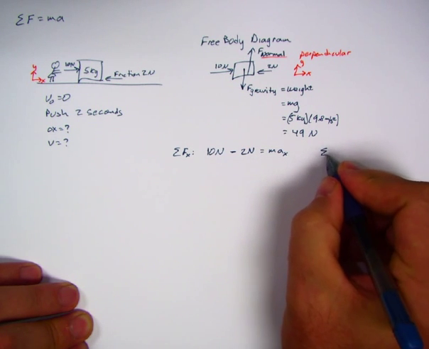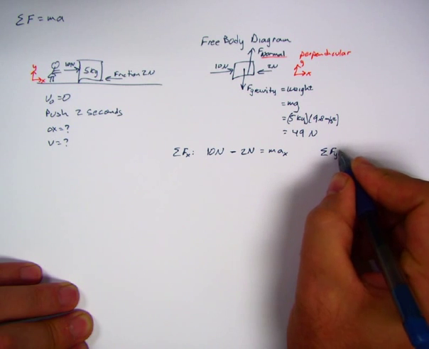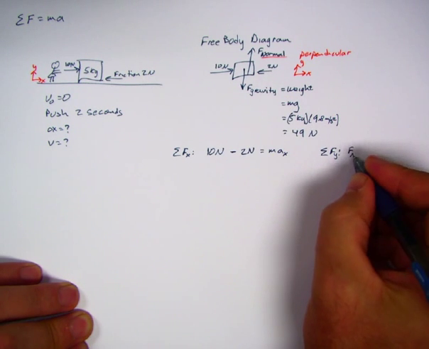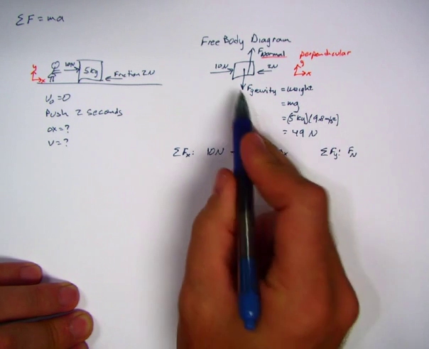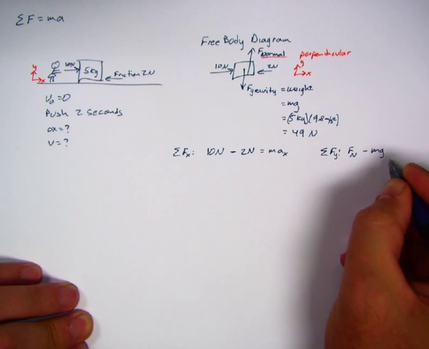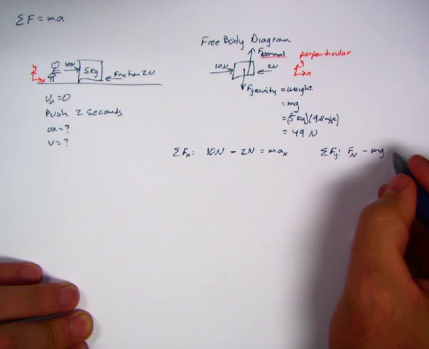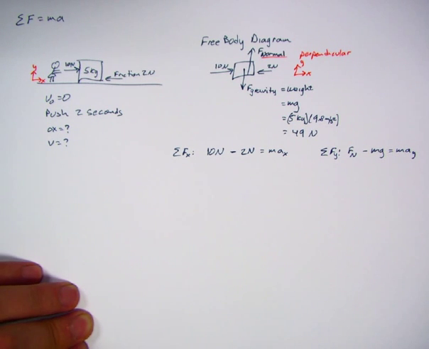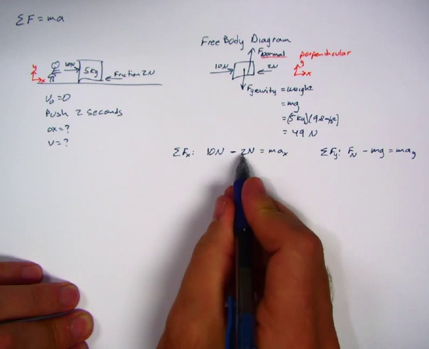We can do the same thing in the y direction, sum of the forces in the y direction. We have the normal force up, so the normal force is positive, and we have the mg, or gravity, or the weight, is down. That's all that's going on in the y direction, so that equals mass times acceleration in the y direction. And now we can plug in things that we know.